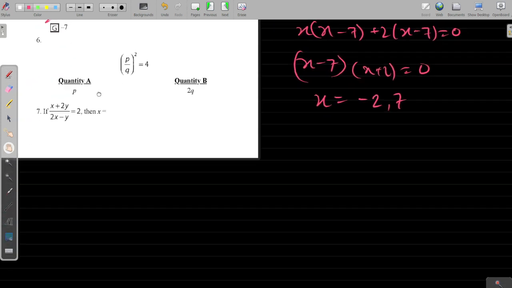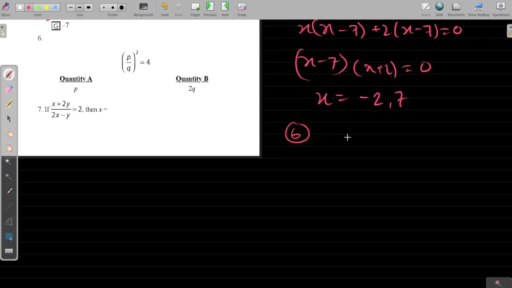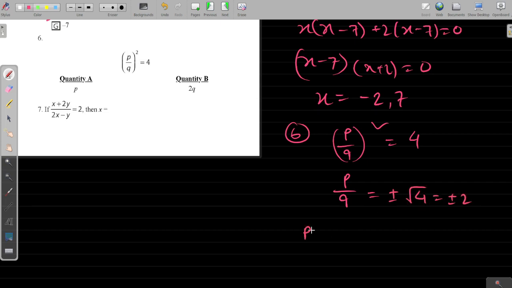And lastly, question number 6: (p/q)² = 4. So p/q will be ±2, right? ±√4 means ±2. So p = 2q as well as p = -2q. So you cannot determine this, because here they have given only p = 2q, but it can be as well as +q and -q. So it is not possible to determine.